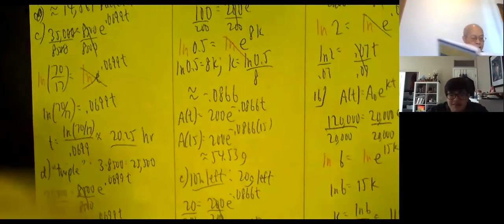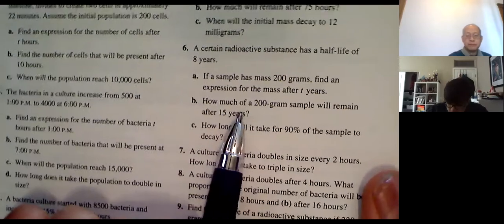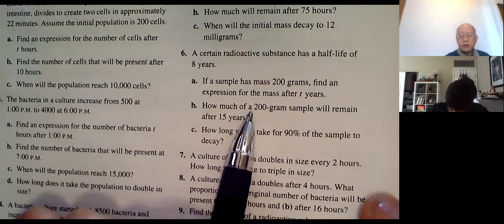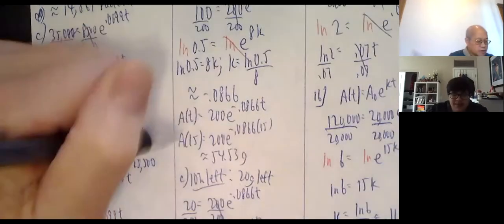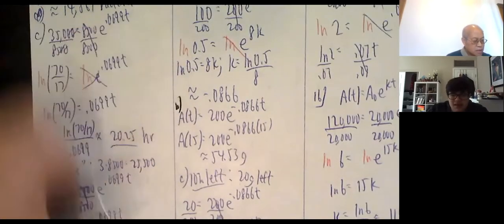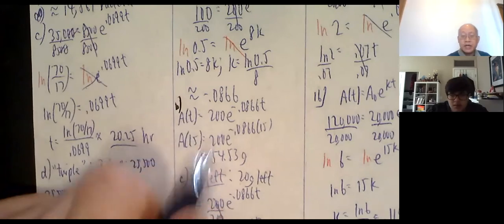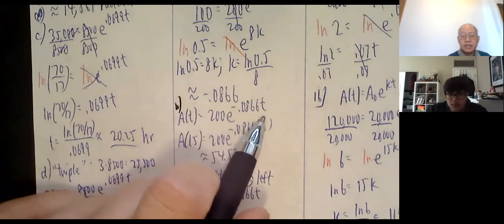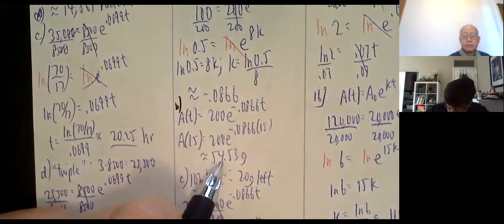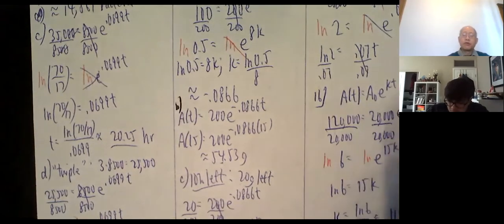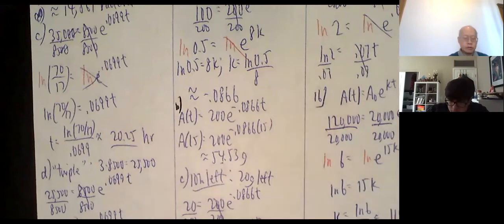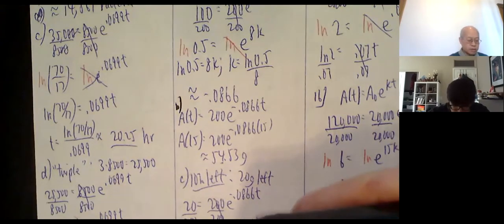Okay, then part B. How much of a 200-gram sample will remain after 15 years? I plug in 15 for t. So 200 e to negative 0.0866 times 15. Okay, and it comes out to be 54.53 grams. Okay, for word problems, if you know the units, you should write the units. And let's see, I should show you at least once how that goes.